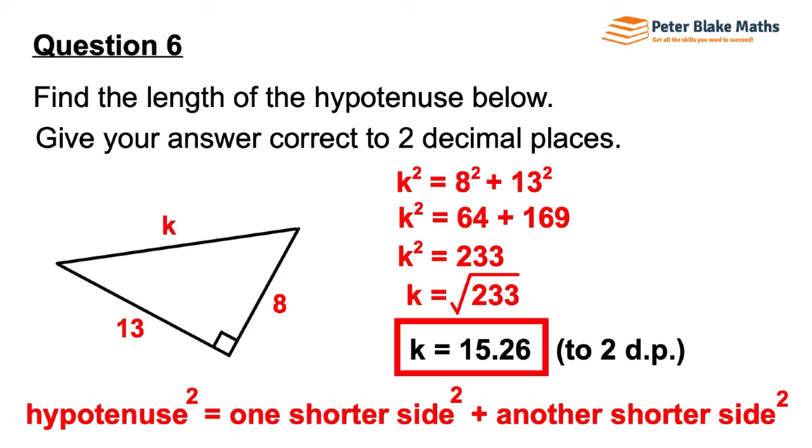And we run that through our calculator and round it to 2 decimal places. We should get K equals 15.26. So we're just running this through Pythagoras procedures.